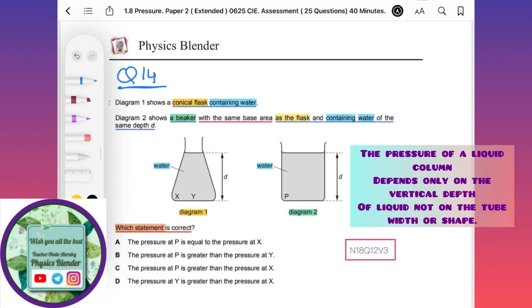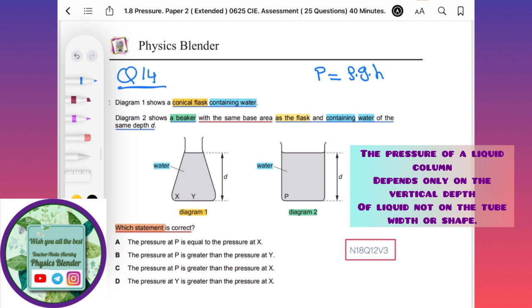Question 14, we have here a conical flask and a beaker, and they are containing the same kind of water and the same depth of water. Back to the equation, pressure due to liquid depends on rho g h. So the two factors affecting pressure due to a liquid column are depth of liquid and density of liquid. The two factors here are constant.